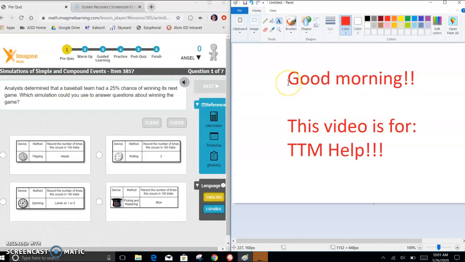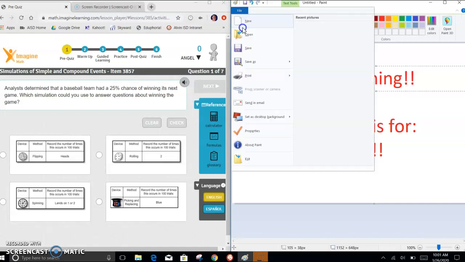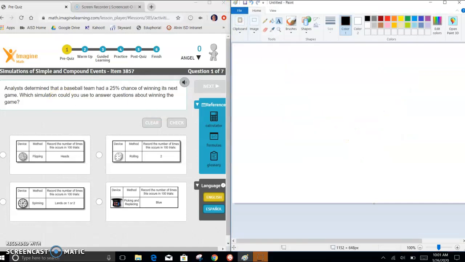So we're going to start off with probability. Let me go ahead and start with the new page. Don't save. So it says, analysts determined that a baseball team had a 25% chance of winning its next game. That's 1 out of 4. Which simulation could you use to answer the questions about winning the game? So a simulation is a similar experiment that you could run based off of the data that you've already been given, or to make a prediction.